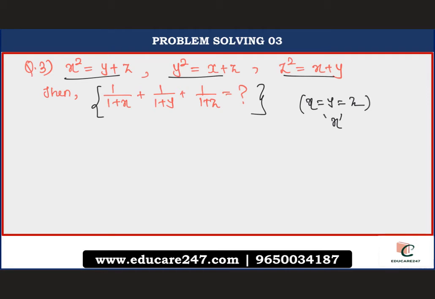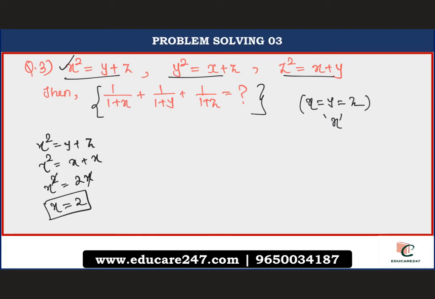So what does it become? Suppose I take this equation, x square is equal to y plus z. So x square is equal to x plus x, right? So x square is equal to 2x, and this x and x get cancelled, so x is equal to 2. So we've got the value of the variable as 2, right?